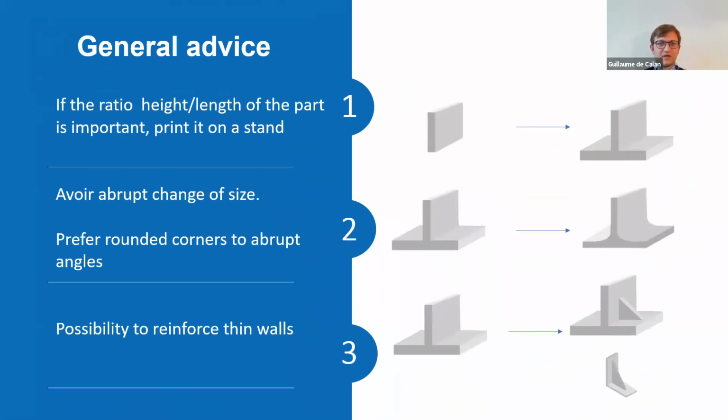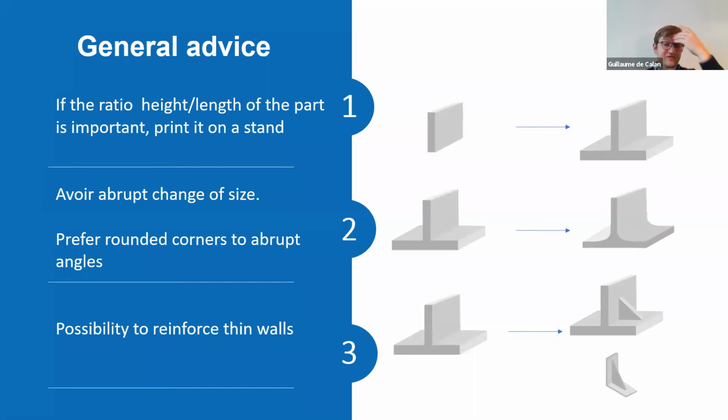A few other guidelines. If you have a wall with a very high height to length ratio, you should consider printing it on a stand. If not, you may have problems during printing. We also really advise avoiding any abrupt change of size and any square angles. Both of these will lead to deformation or cracks during debinding and sintering. Really, as much as possible, you should avoid any square angles. This will create defects, which will be the initiation of crack propagation if there are any cracks.